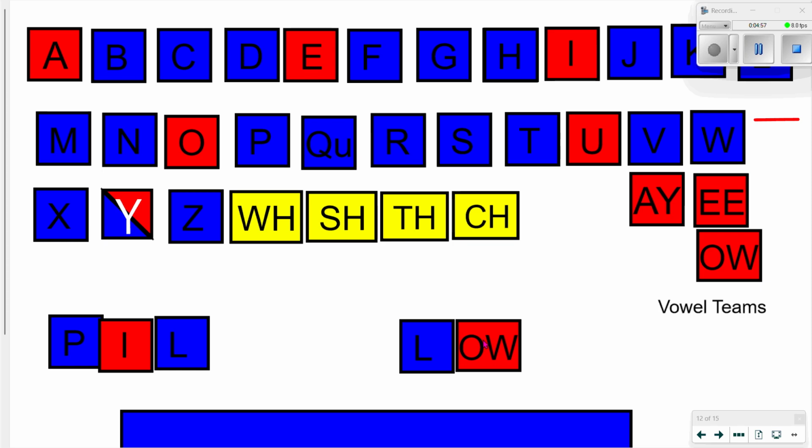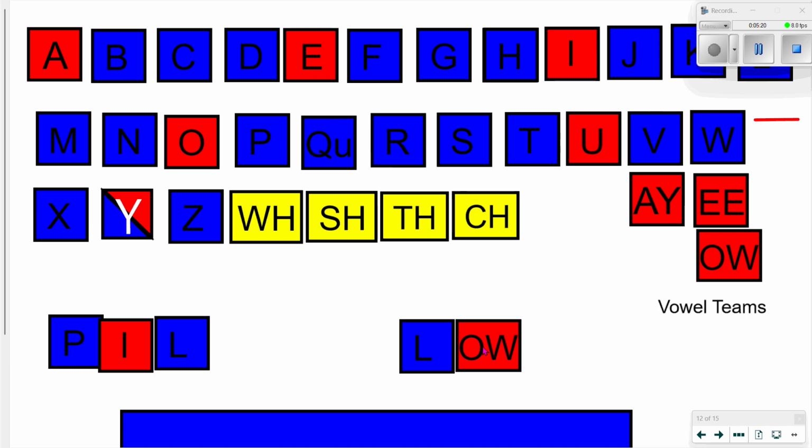So this vowel team is going to say O, so low, pillow. Remember, when we have two letters that are exactly the same together, we don't have to say pill-low. We can just run their sounds together as one. So pillow. So pillow, OW at the end makes the O sound.